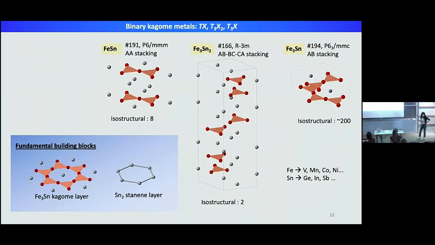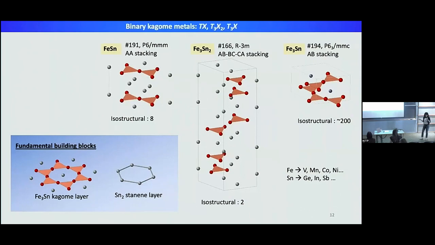Here I'm only showing you the compounds between iron and tin, but you can easily imagine replacing iron with another transition element and tin with another main group element. There are 3 different compositions, 1:1, 3:2, sorry, and 3:1, which indeed have the 3 different types of stacking we just saw. The fundamental building blocks of this class of compounds are this iron-3 tin kagome layer and this honeycomb layer of tin.